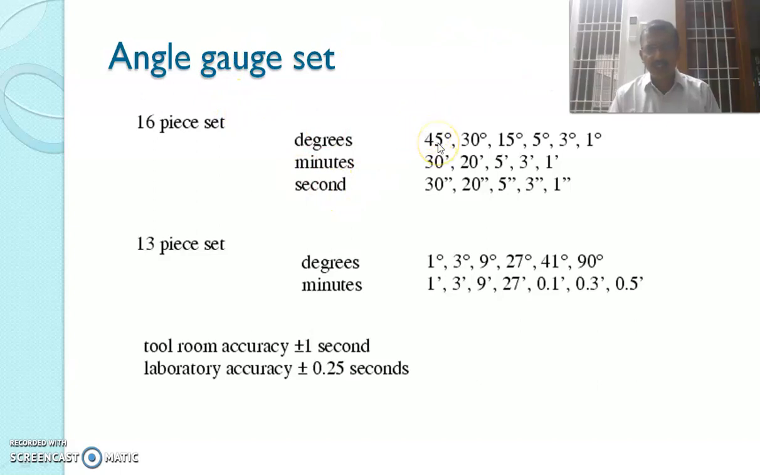Degrees available are 45, 30, 15, 5, 3, and 1. Minutes available are 30, 20, 5, 3, and 1. Seconds available are 30, 20, 5, 3, and 1. So totally there are 16 pieces. In a 13 piece set, the different degrees and minutes are also available.